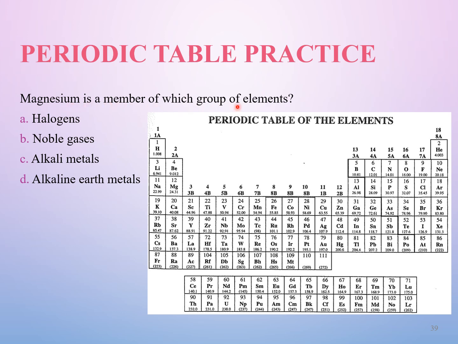Magnesium is a member of which group of elements? So magnesium is right here. Okay, group 2, so it's alkaline earth metals. This is group 1, this is group 8, this is group 7.